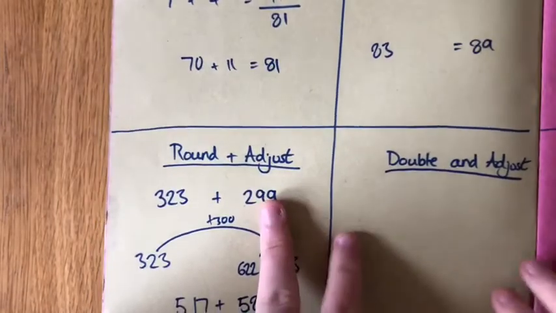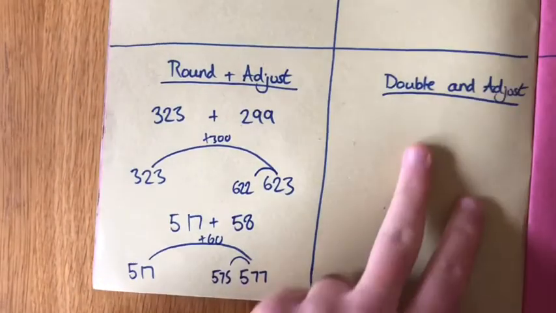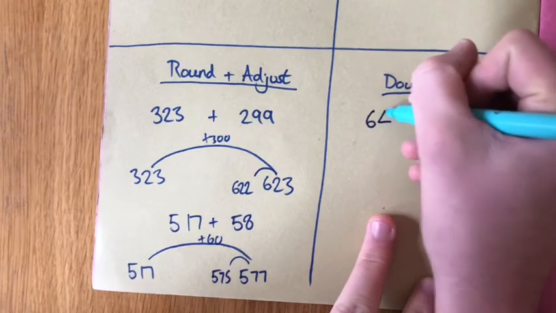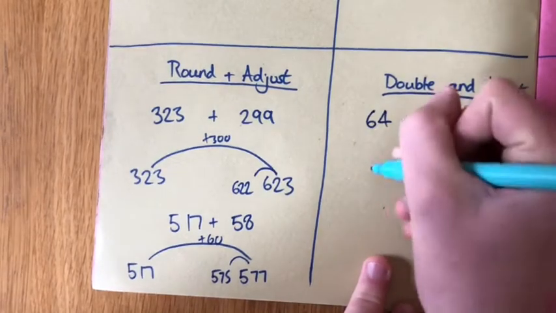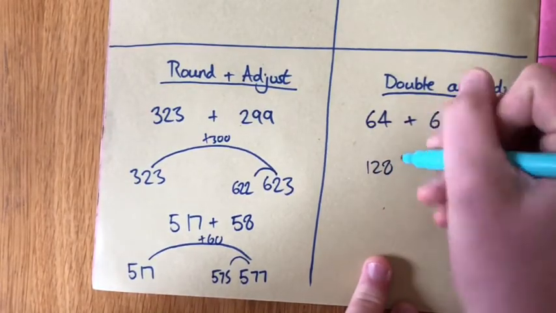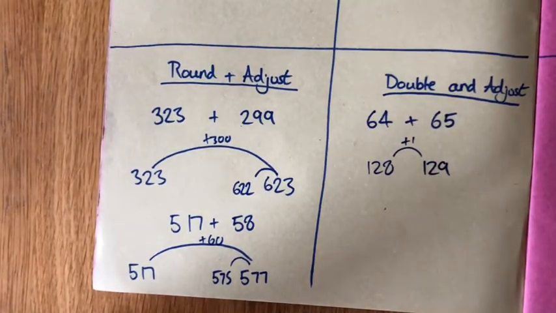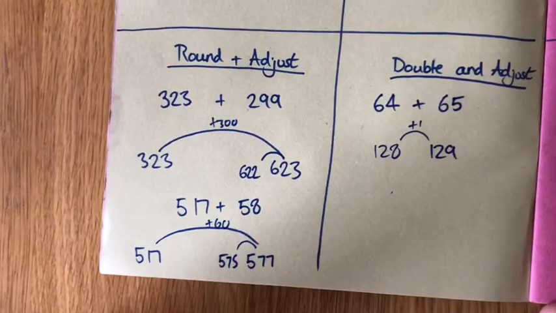And then finally, double and adjust, which is probably the one that you're going to use least often, is if we've got 2 numbers that are close to each other. So something like 64 add 65. If I double 64, that's going to get me to 128, and I just know it's 1 more. So that gets me to 129. And those, I think, are the most important methods for addition. So we've got partition both, partition one, round and adjust, double and adjust. Those are our addition methods.